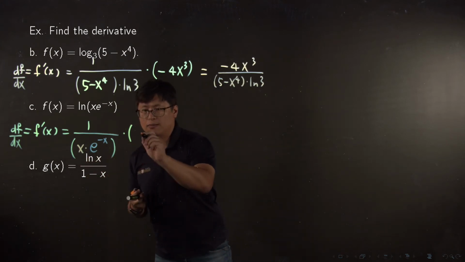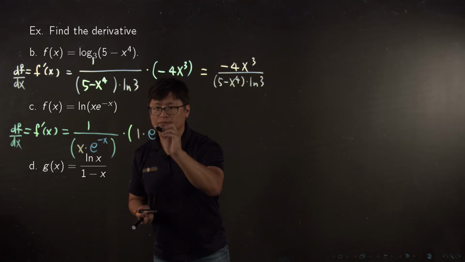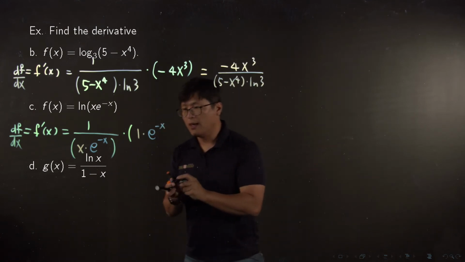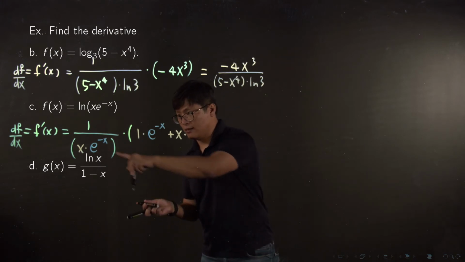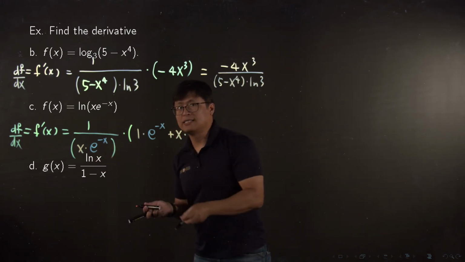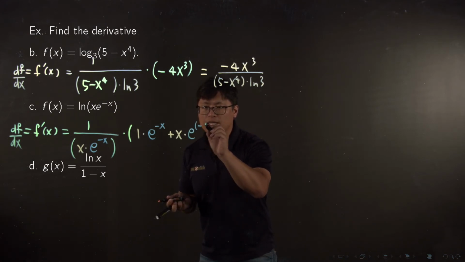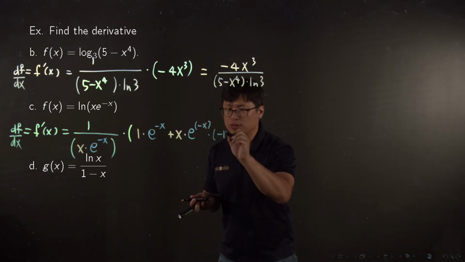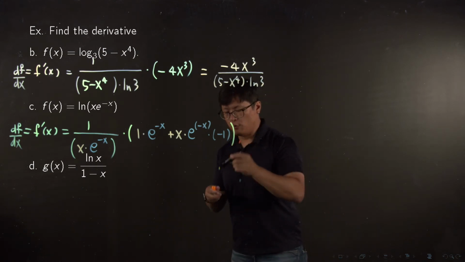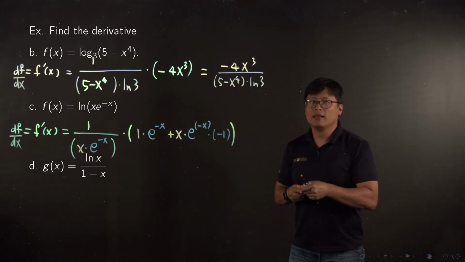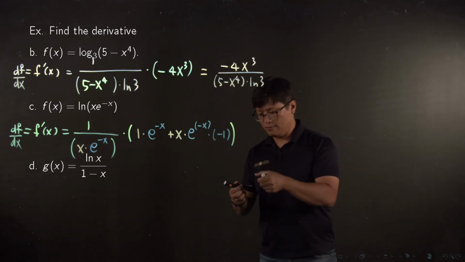First function prime, 1, times second function, don't do anything here. I'm talking about products, okay? And plus first one times second prime, e to the minus x prime, which is another chain, right? e to the minus x and minus 1. Are you with me so far? Okay? It is a little bit complicated, but you can do it. It's doable, right? And let me rewrite this guy, okay?